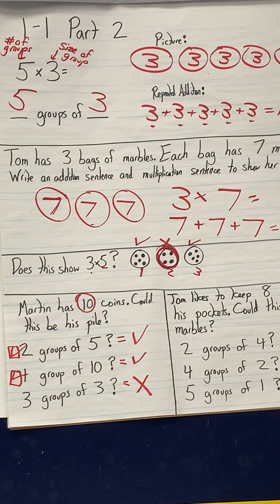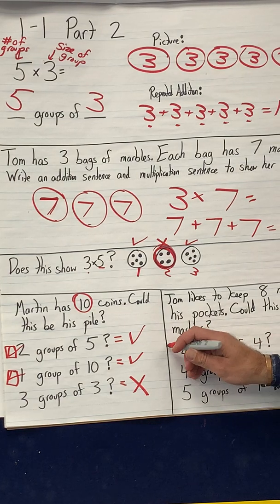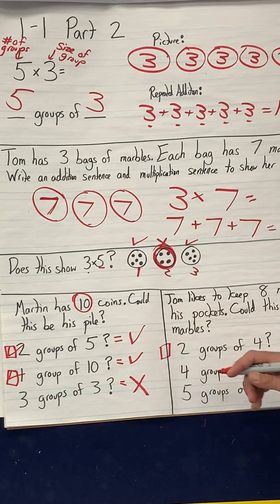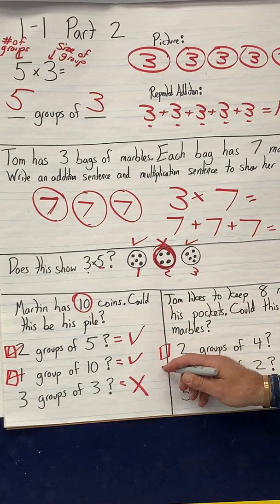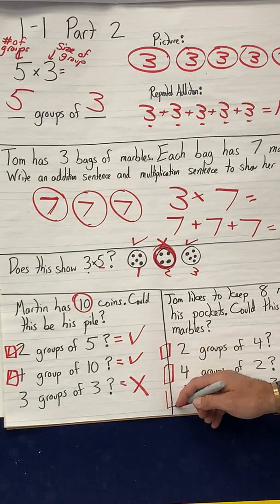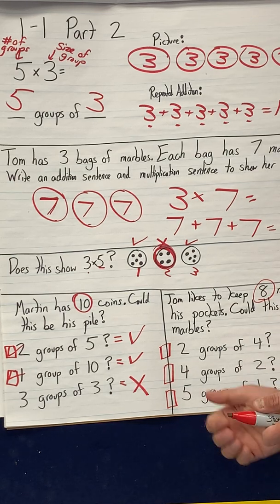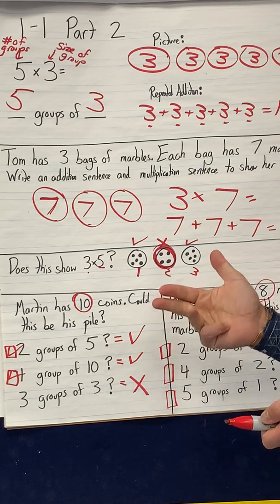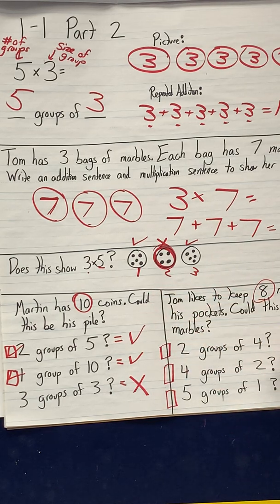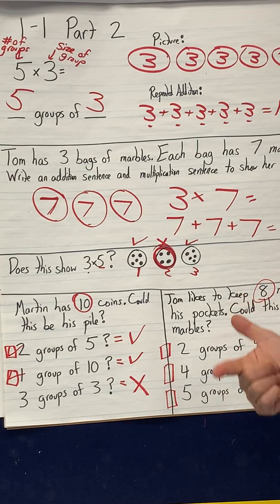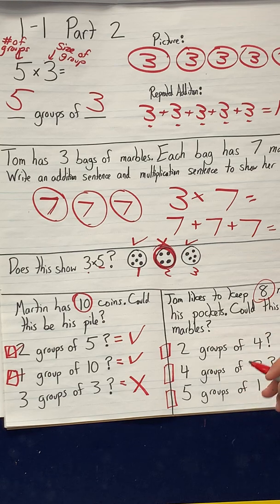Same question, just different numbers. Tom likes to keep 8 marbles in his pockets. Could this be his marbles? Basically all they're asking you is, is your answer going to be 8? 2 groups of 4. 4, 8. Sure. 4 groups of 2. So 4 groups and each one is 2. 2, 4, 6, 8. Sure. 5 groups of 1. So 5 groups, each one is 1. 1, 2, 3, 4. That one's not going to work.